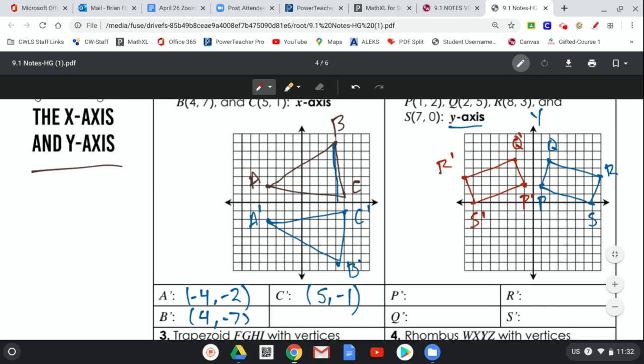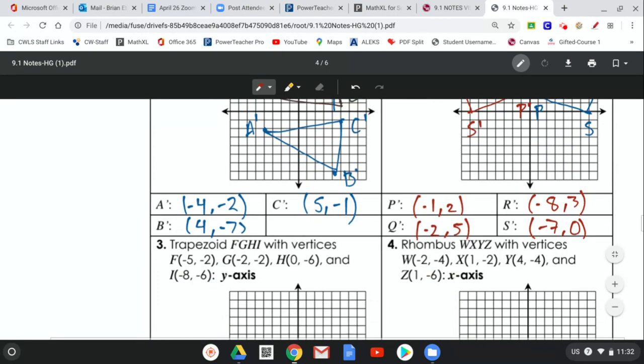So for P, it's going to be -1, 2. Q is going to be -2, 5. R is going to be -8, 3. And then S is going to be -7, 0. Okay.